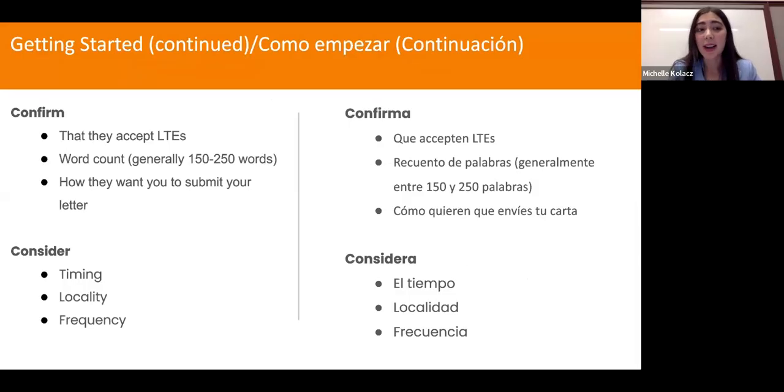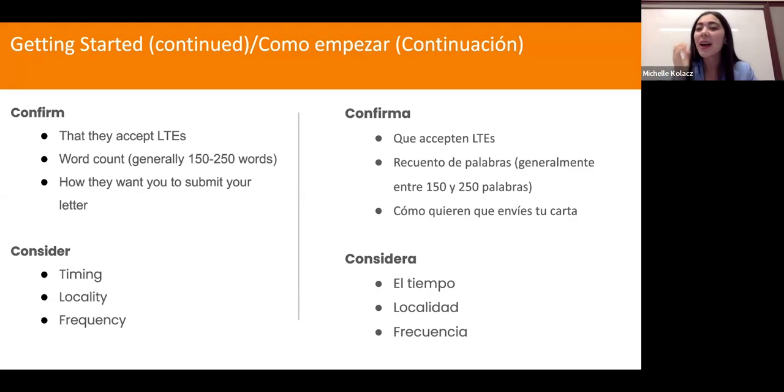On that submission guidelines, you will see a few things that are good to confirm before you start your writing process. The first is, as we said, that they accept an LTE. And then another big thing is you want to make sure that you have a good understanding of their word count. Now, this is generally 150 to 250 words. Sometimes that can change a little bit. But as you can see, we weren't kidding when it's a pretty short writing sample.